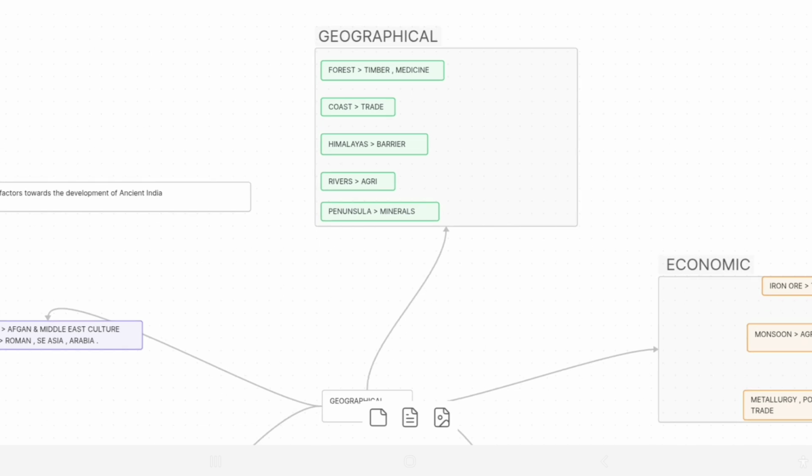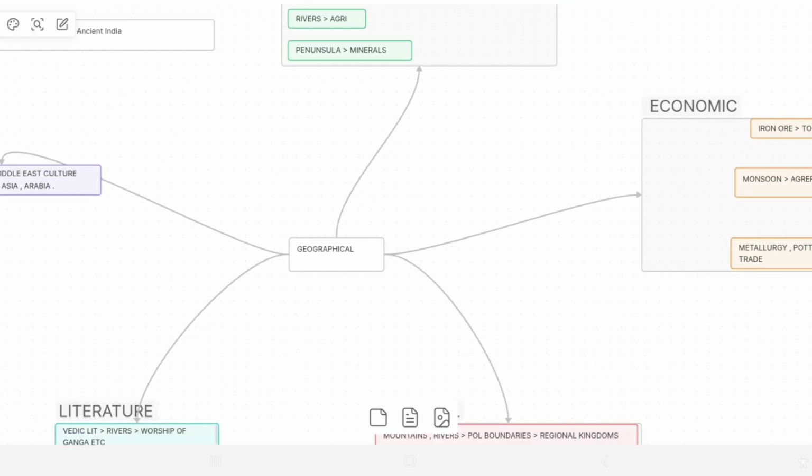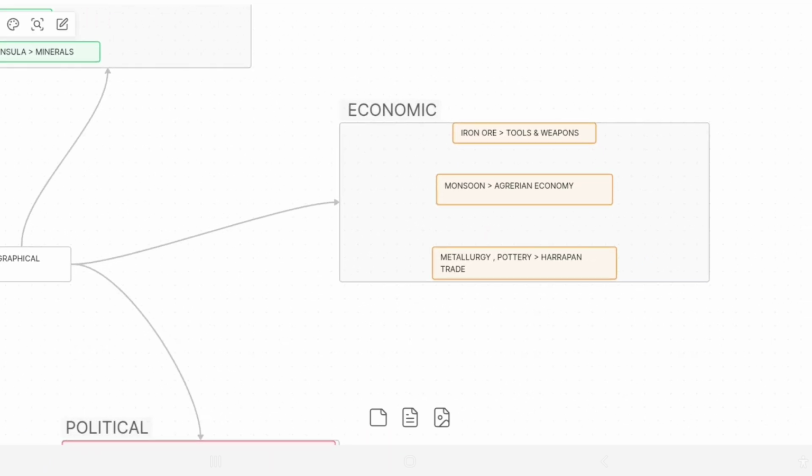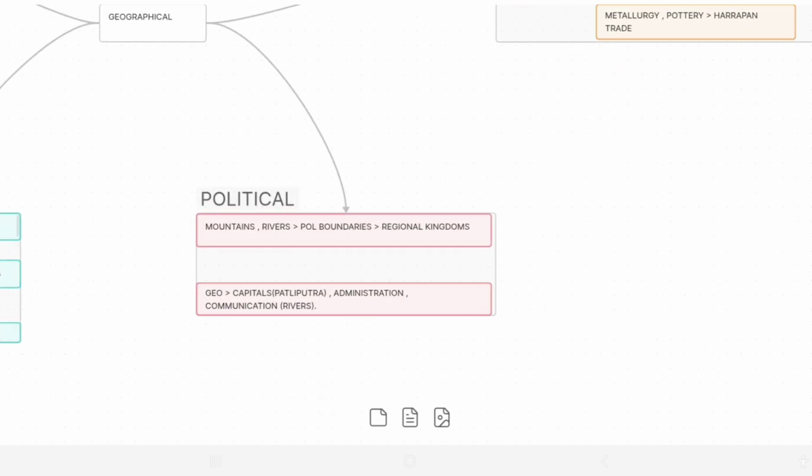Next, step 2 would be connect geography to economic development. For example, iron ore and minerals. This enabled advancements in metallurgy, tools, and weapons. Monsoon supported an agrarian economy, and this can be justified by Harappan trade, which involved pottery and metallurgy as their key exports. Next step would be addressing political impact of geography.